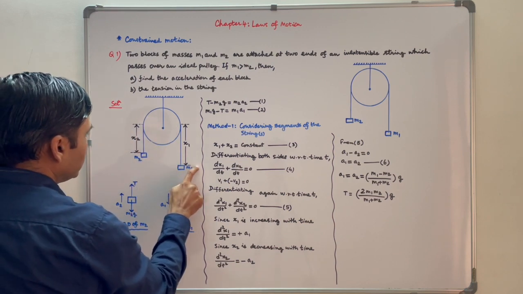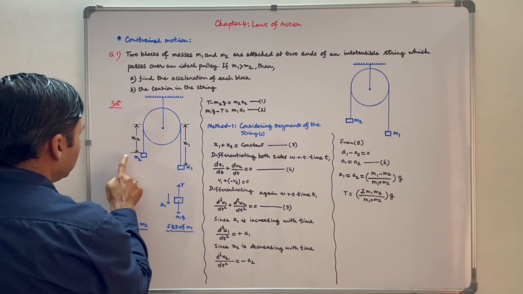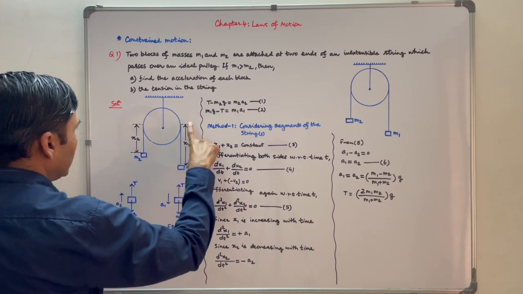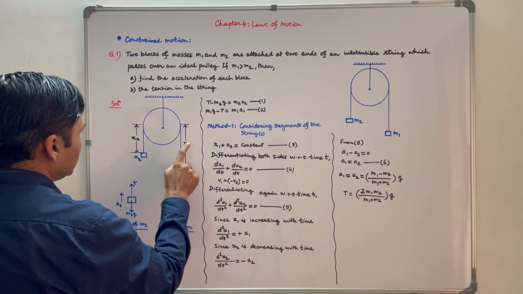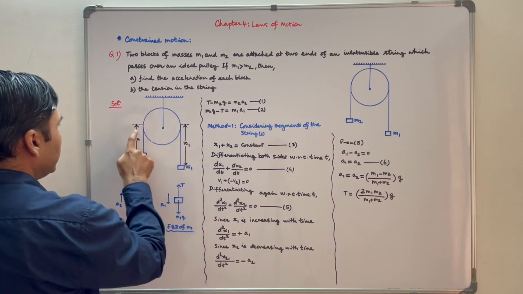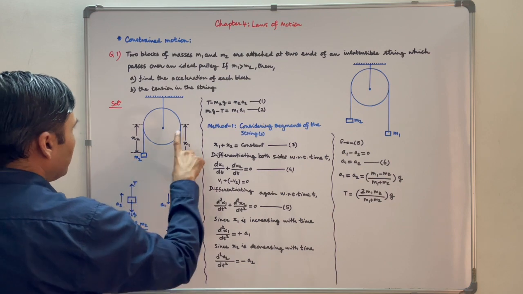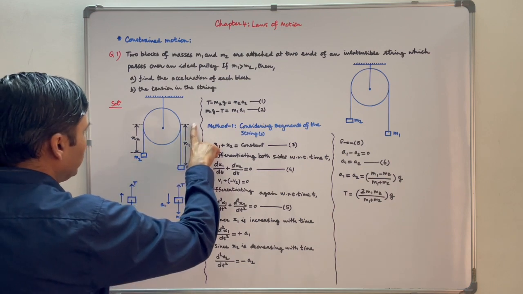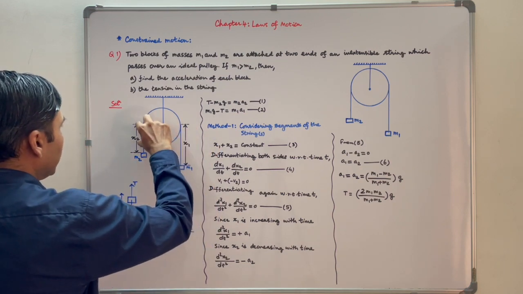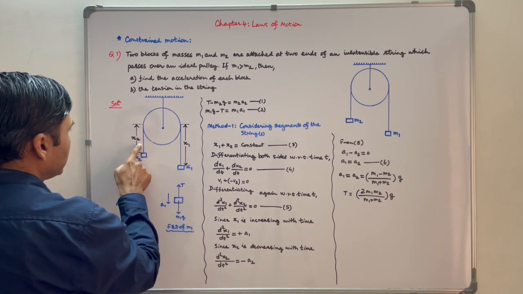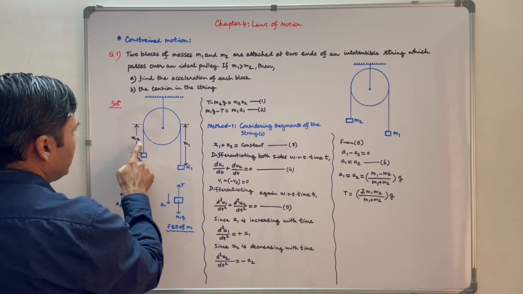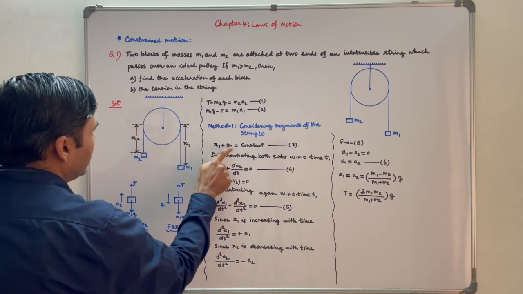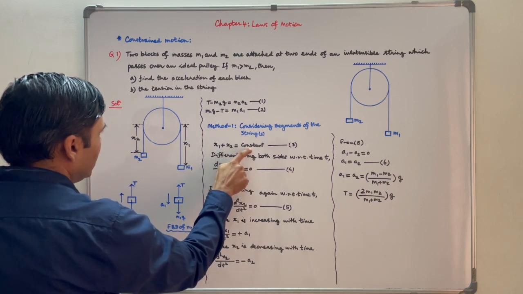As time passes, this block moves down and this block moves up. So x1 increases and x2 decreases. We will consider increase as positive and decrease as negative. The amount of increase in x1 will be equal to the amount of decrease in x2, as this is an inextensible string whose length is fixed. So at any point of time, x1 plus x2 will be equal to a constant.